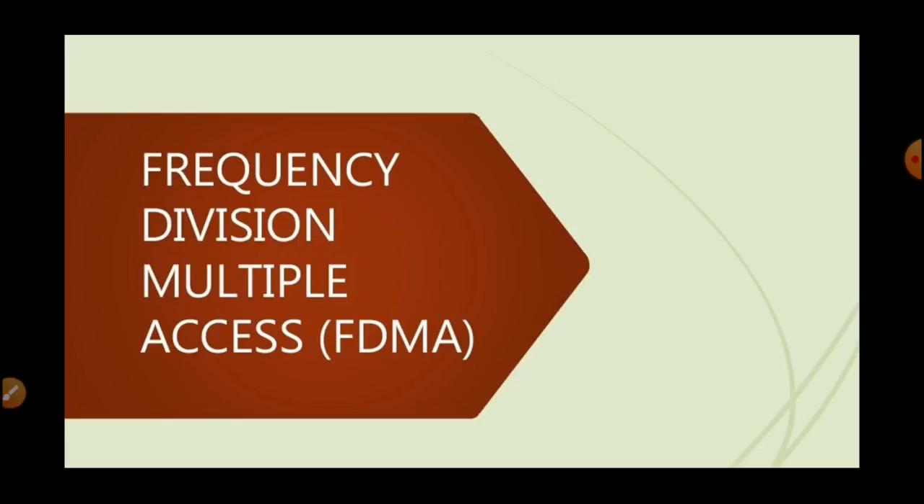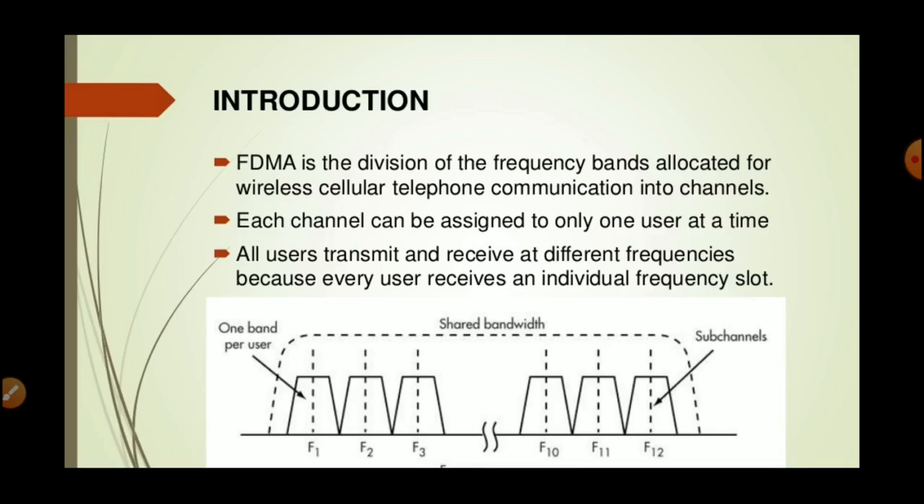Next one, frequency division multiple access. FDMA is the division of the frequency band allocated for wireless cellular telephone communication into channels. Each channel can be assigned to only one user at a time. All users transmit and receive on different frequencies because every user receives an individual frequency slot.